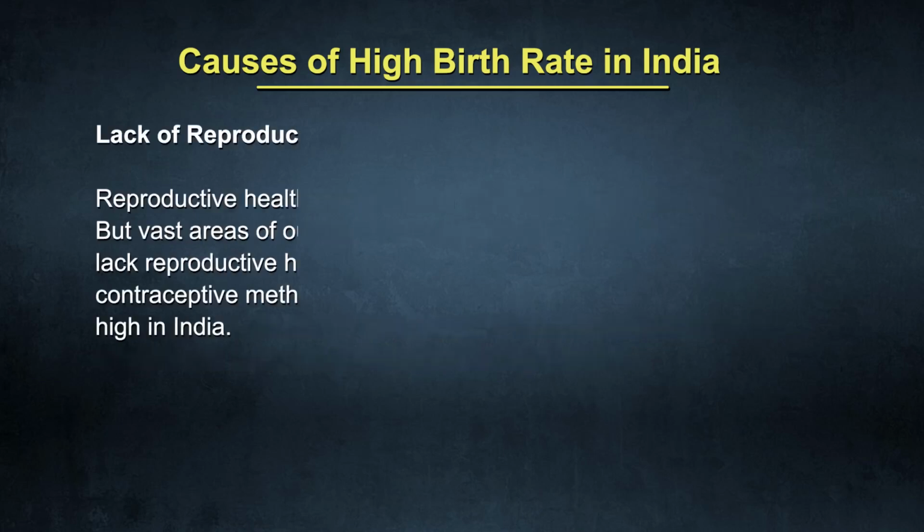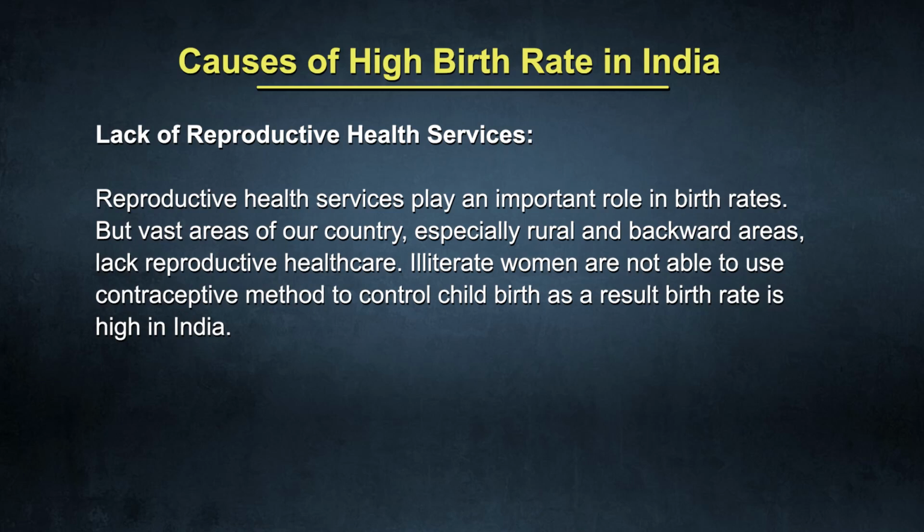Side by side, lack of reproductive health services is also an important reason for the high birth rate in our country. The reproductive health services have not reached the rural region as well as the backward region. Therefore, the women living in the rural as well as backward regions are not able to use effective methods of contraception to control the birth rate.